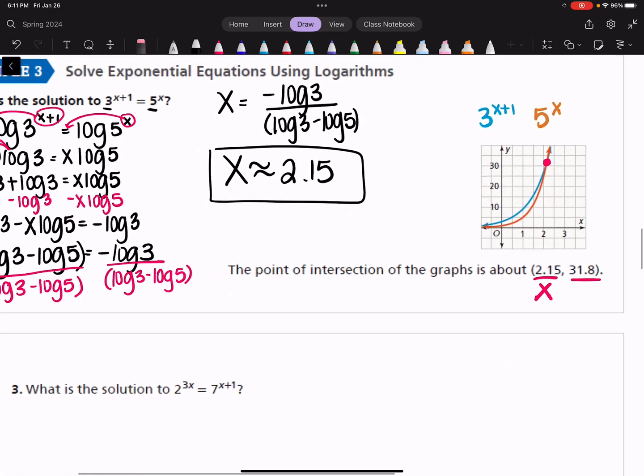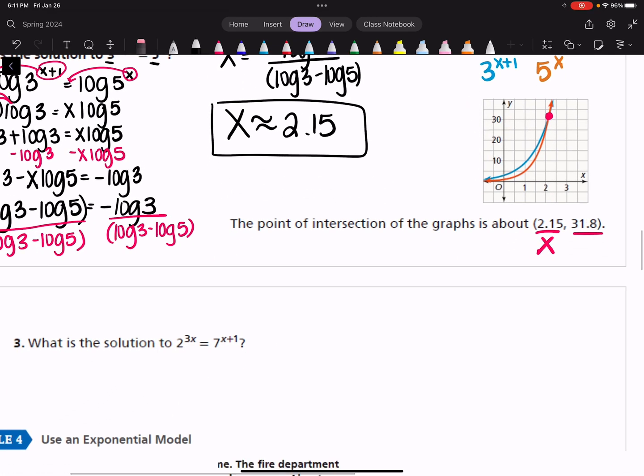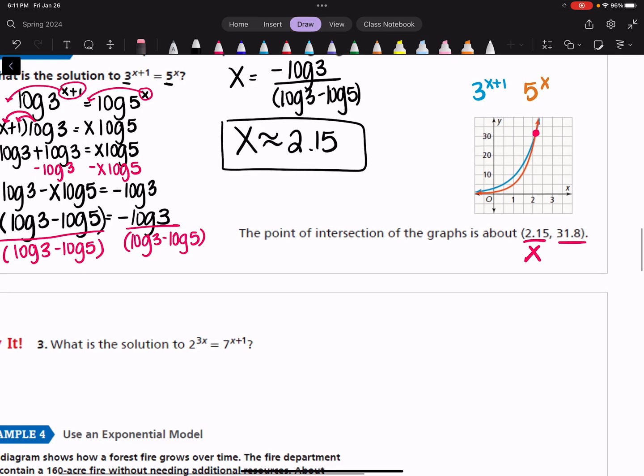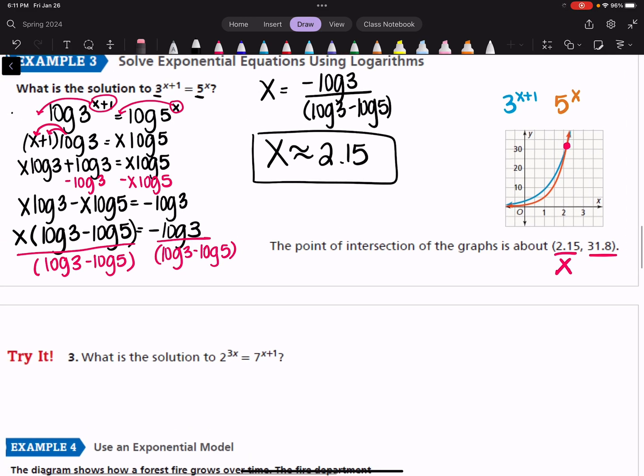Okay. So next one I want you to try out is number 3 on the next page. Okay. Very similar to example 3 that we just went over. If you want to check your solution, again, you can graph each of these separately on Desmos and look for that intersection point just to confirm your solution.